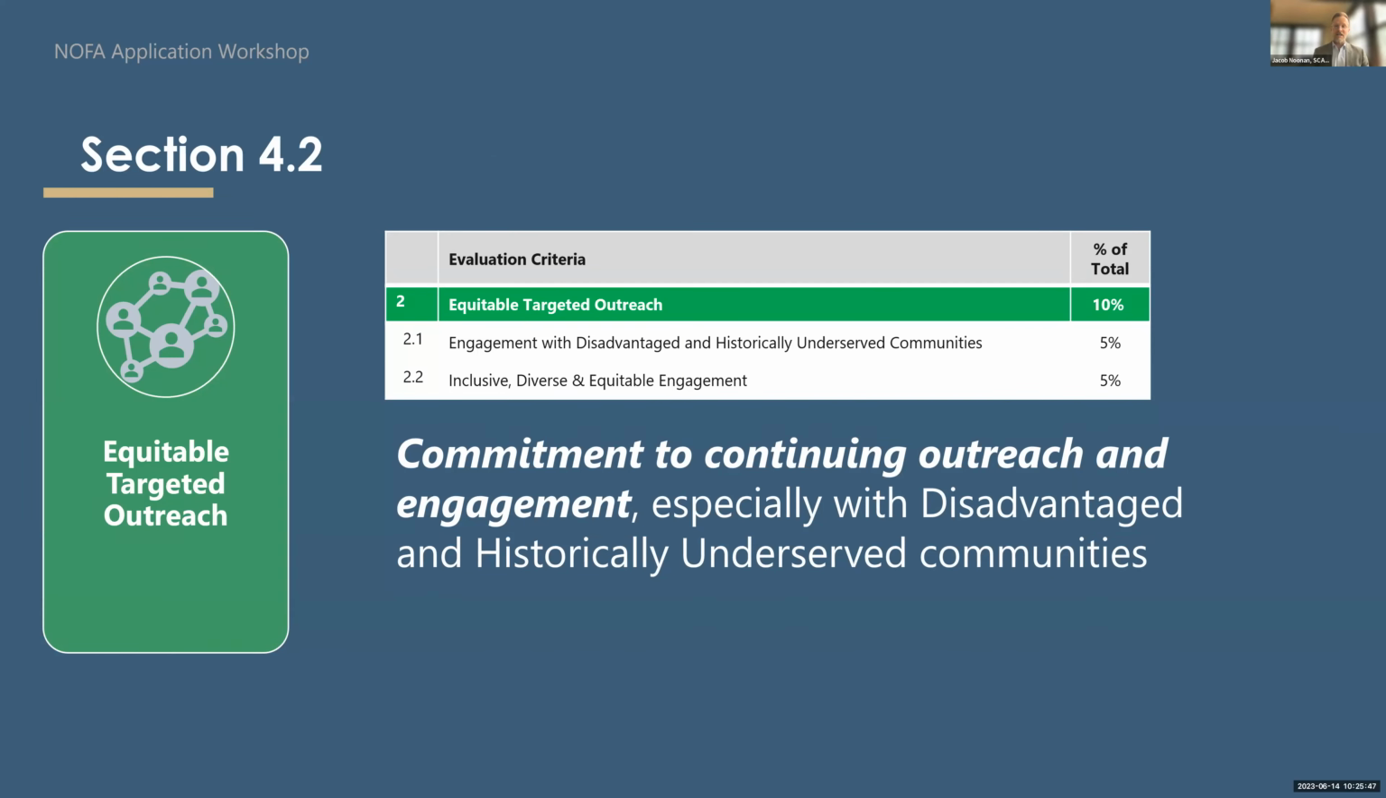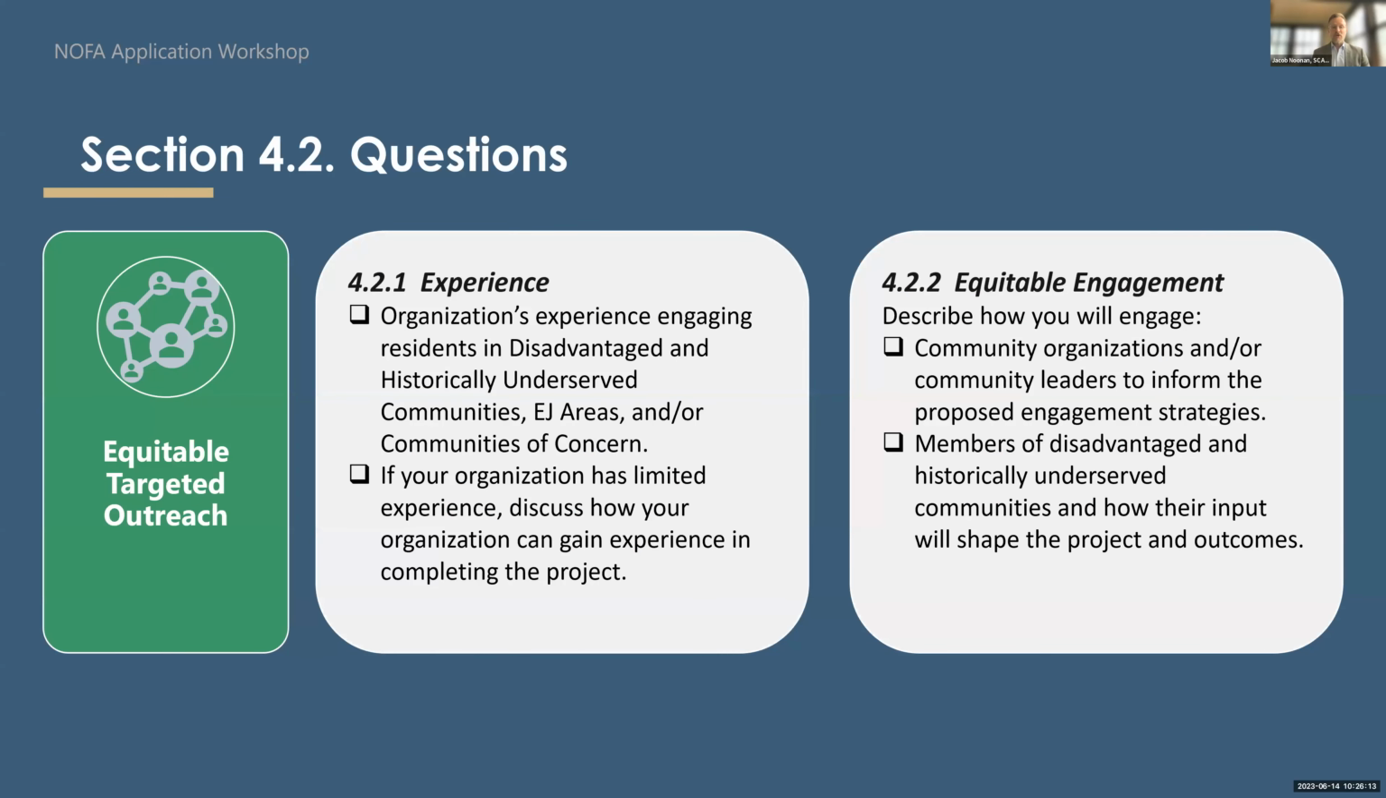So the second criterion focuses on equitable targeted outreach. There is a requirement that the team, either the applicant or the team that's going to be completing the work, commits to continuing outreach and engagement, especially focused within disadvantaged and historically underserved communities. There is, again, 10% for this, and the questions focus on asking you to describe your experience. So you as an organization, your experience engaging residents in disadvantaged and historically underserved communities, or if your organization doesn't have a lot of experience, to describe the experience of the team that will be completing the work, and how your organization will gain additional experience in the project by completing the project.